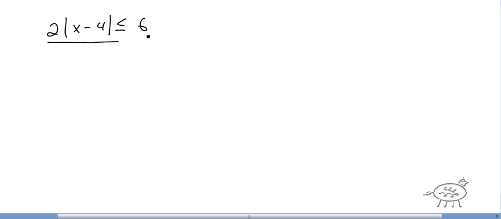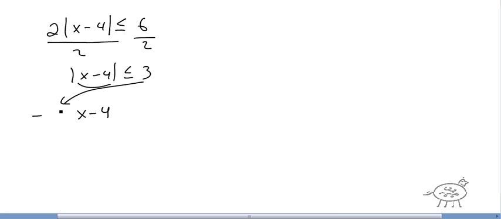So the first thing we're going to do is we're going to divide by 2. So absolute value of x minus 4 is less than or equal to 3. So once again, this x minus 4, that goes in the middle of my between. This 3 goes over here, but it's -3. It's less than or equal to, less than or equal to. And then the 3 goes over here. And that's the setup for that. So it's positive and negative of the 3.